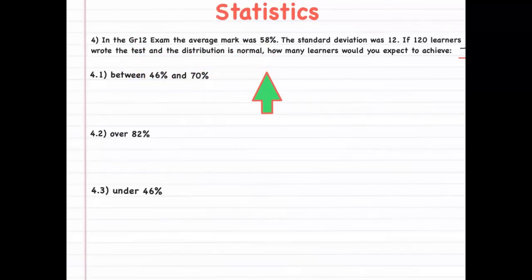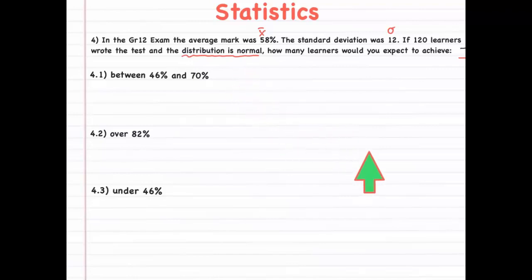58%. So we can say that that is our average, and then the standard deviation was also given to us, which is 12. So we can write there that that is our sigma. 120 learners wrote the test and the distribution is normal. So that's quite important information. Because the distribution is normal, we know it is symmetrical.